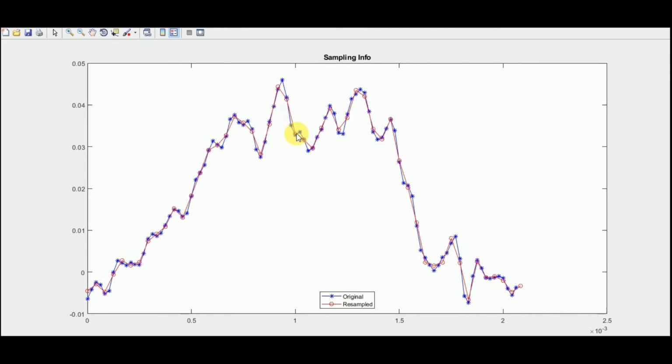Therefore, there is not a lot of difference, and we have almost captured the information that is available in the audio. However, please note that we have a smaller number of samples. For example, initially we have 2 samples for the blue line, but for the red line we have only 1 sample, right? So the number of samples has been reduced by half.